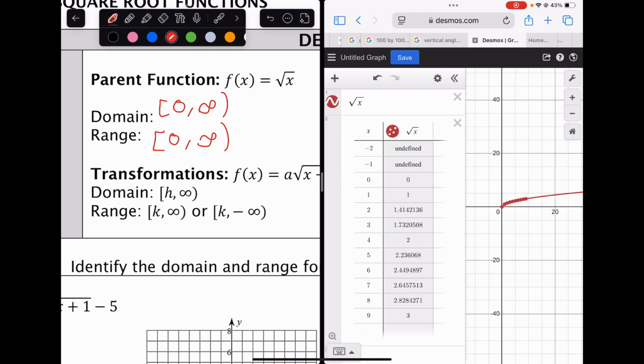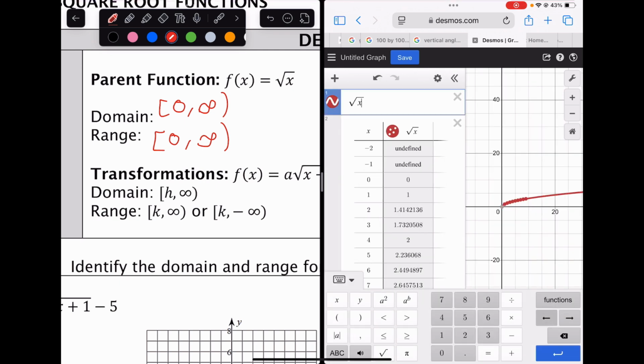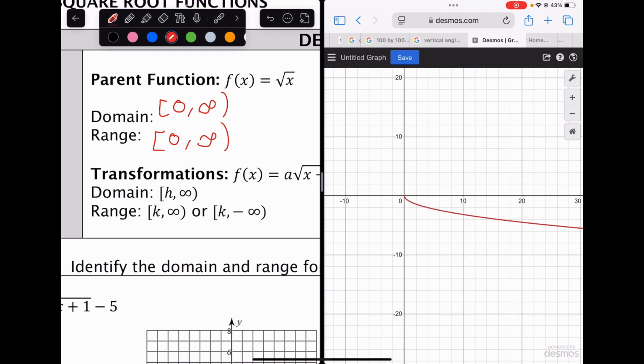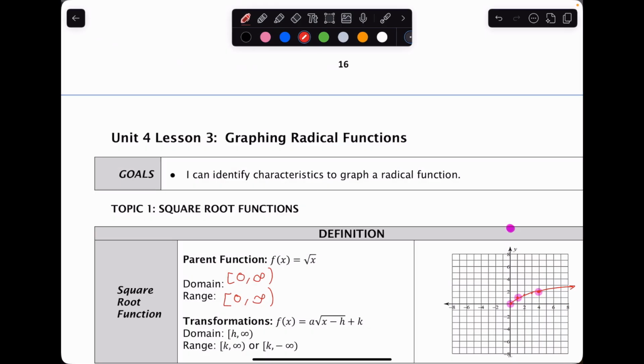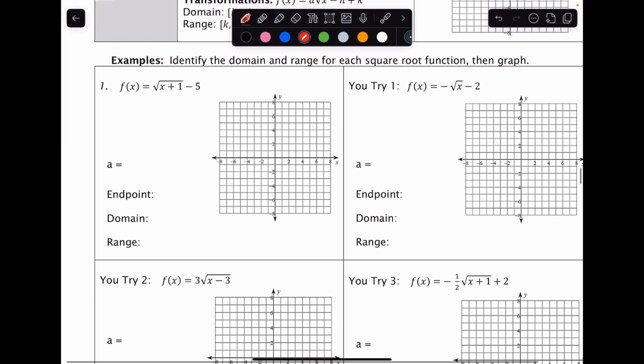So here, if I slap a negative in front of this, you'll see, oh, it's still plotting my points from this. But you'll see it reflected it there. Okay, so let's take a look at the first example.